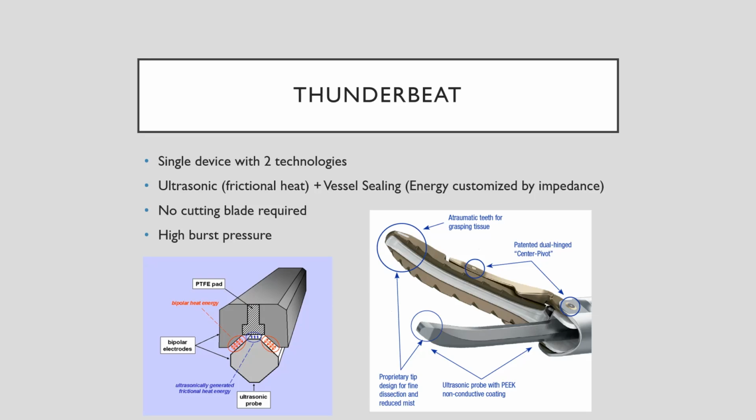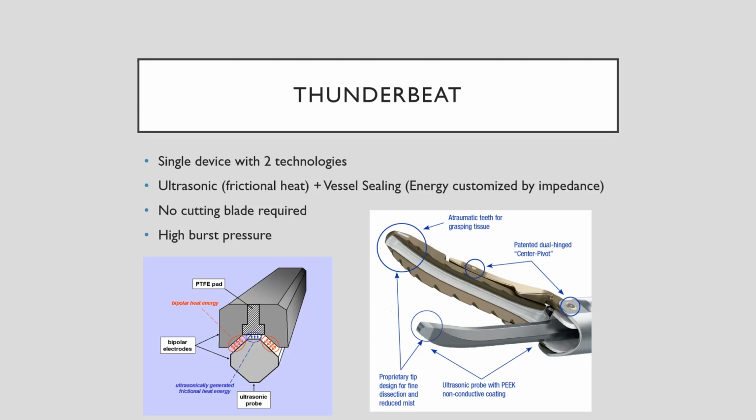But some companies may definitely have different things. They bring something different to the table. For example, Thunderbeat is a single device with two technologies. Now, ultrasonic is something which is called frictional heat generation because of high oscillations of the ultrasonic probe. I think Dr. Sanket sir will talk more about that in detail in the next presentation. I will not focus on that.